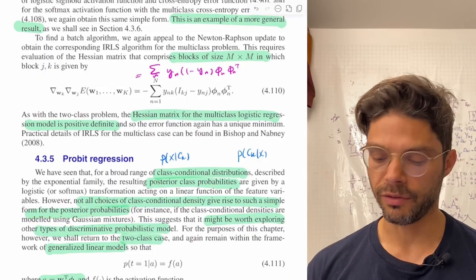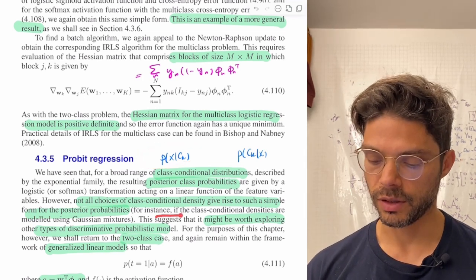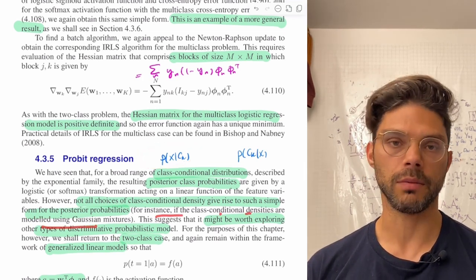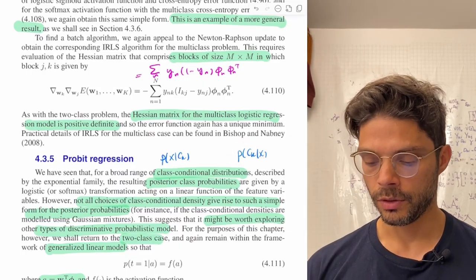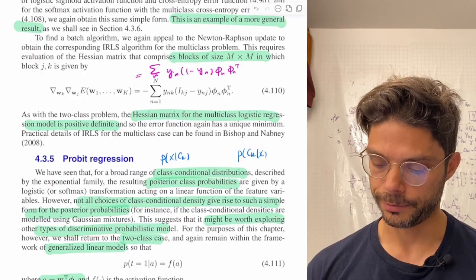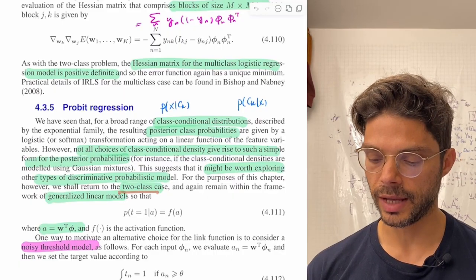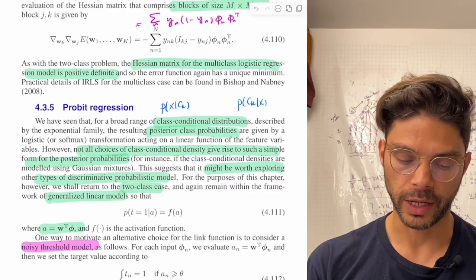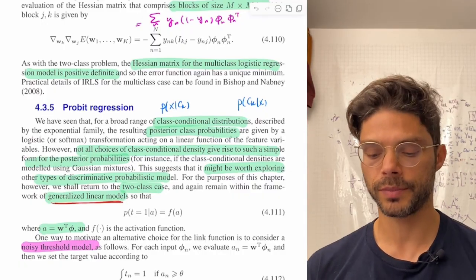And in real life, these aren't necessarily going to be well behaved. So for instance, if the class conditional densities are modeled using Gaussian mixtures, there's no reason to think it's going to come out looking so nice. So this suggests that it might be worth exploring other types of discriminative probabilistic model. But we're going to keep things simple here. We're in the two-class case, and again remain within the framework of generalized linear models. So we're going to simplify things a bit, but give you some exposure to a slightly different type of density.